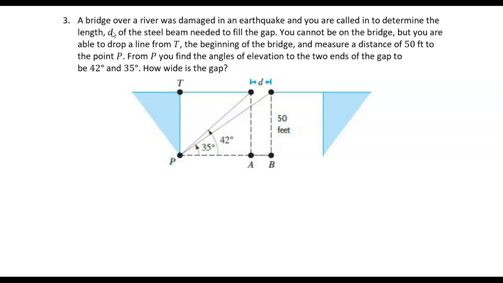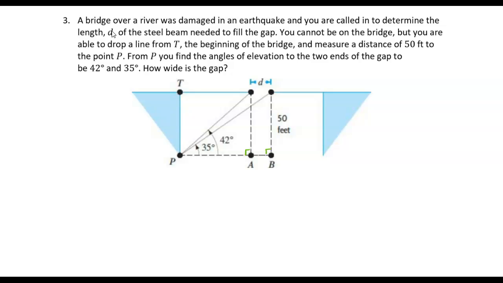Oh, all right. Point T is the beginning of the bridge. You're able to drop a line from T, the beginning of the bridge, and measure the distance of 50 feet to point P. From point P, you find the angles of elevation to the two ends of the gap. One of them is 42 degrees, the other one is 35 degrees. Okay? So you can see the two right triangles here. We got a right triangle here, we got a right triangle here. We know that this vertical distance is 50 feet. Okay? And we're given an angle, and what we want to know is, what is this gap?